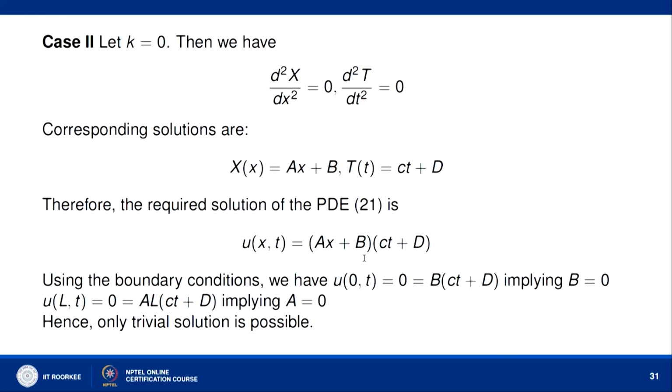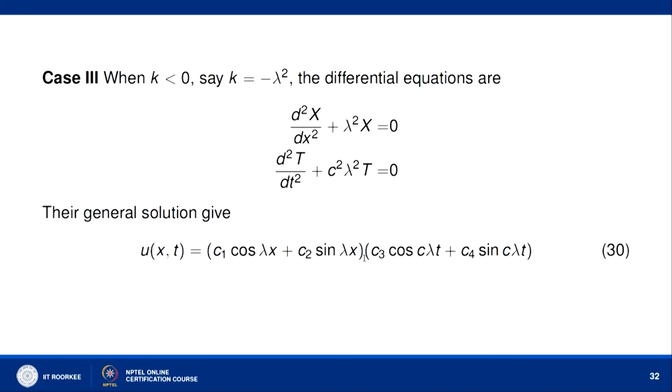So it means that when k equals 0 also, we do not have any non-trivial solution. So this case we will also leave. Now, let us consider the third case, that is k is less than 0.